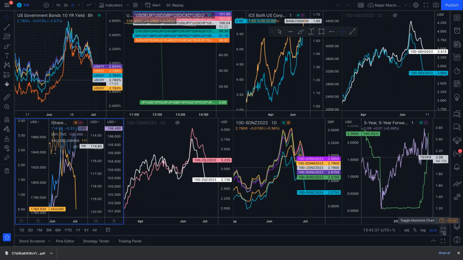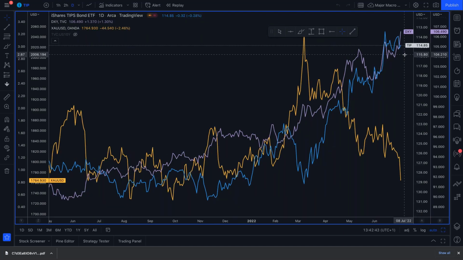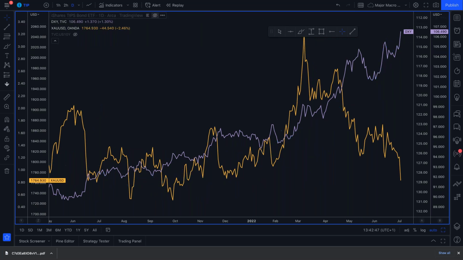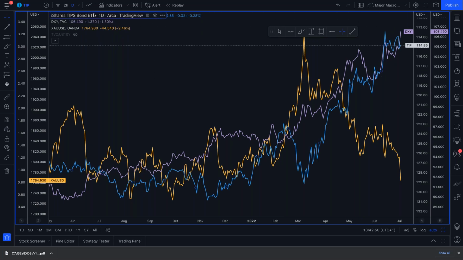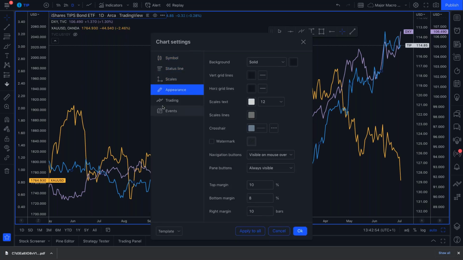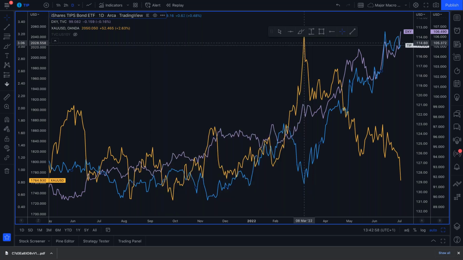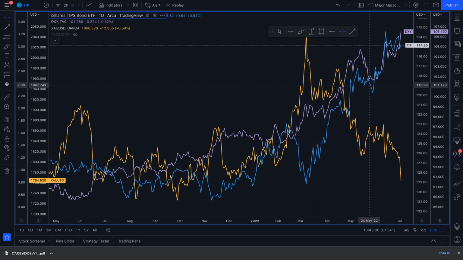And here's a little chart to help you. If you want to plot real yields and the dollar together, you can just use this symbol here. TIPS, just put TIP in, the iShares TIPS Bond ETF. That will give you a proxy for real yields. Then use the dollar index, and you can see how when real yields and the dollar push higher, gold pushes lower.